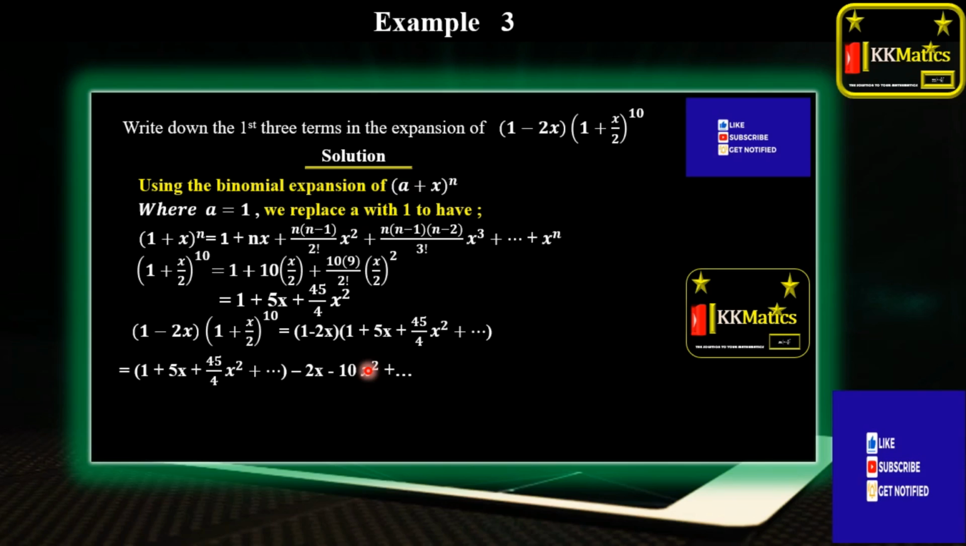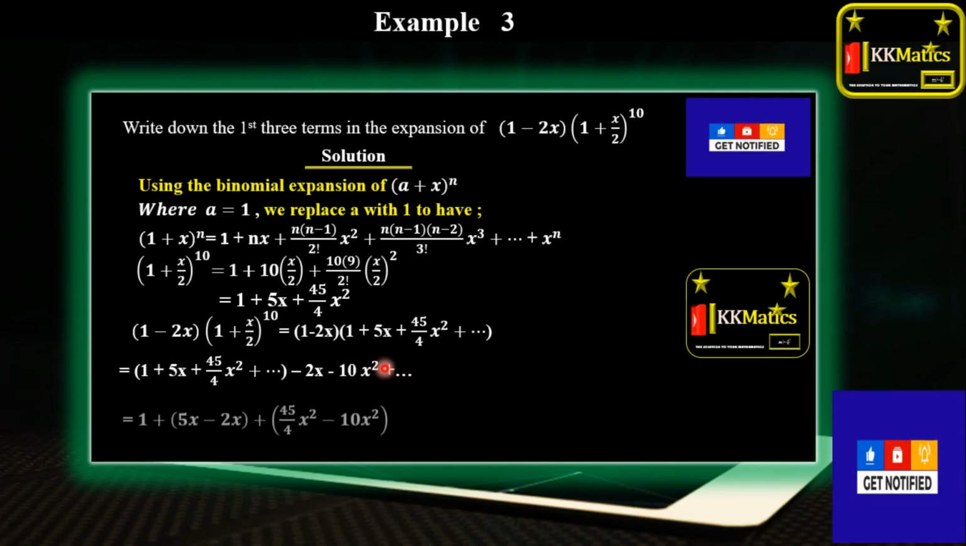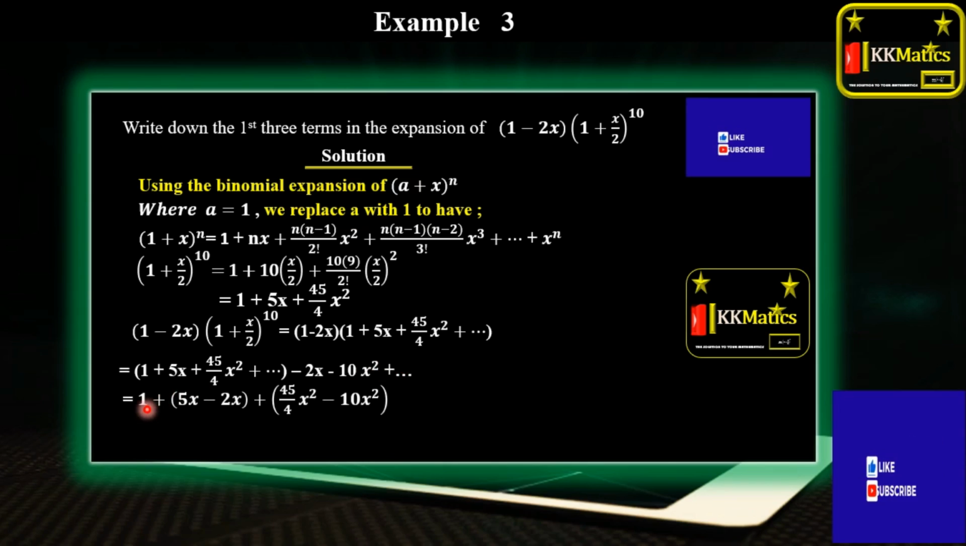Because our interest is to write down the first 3 terms, according to what the question said, and this is the third term, we don't want to go far. So we end here. By so doing, we group the items. We have 1 plus 5x here and then minus 2x here. We bring them together, so that leads us to 3x. And then we do the same for 45 divided by 4 multiplied to x raised to the power 2, and that is down to this one too, as we see on your screen, and that leads to this answer.